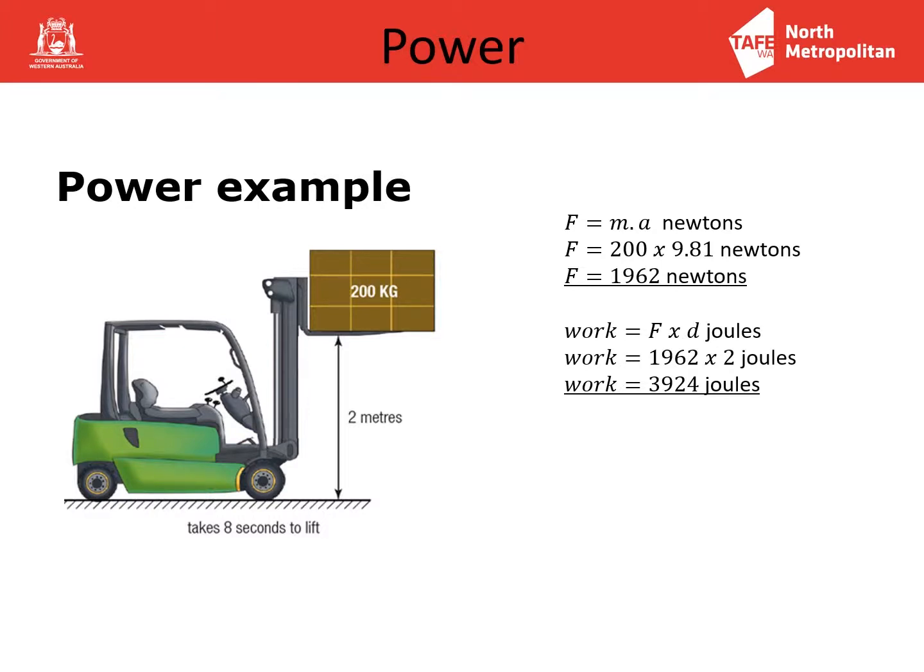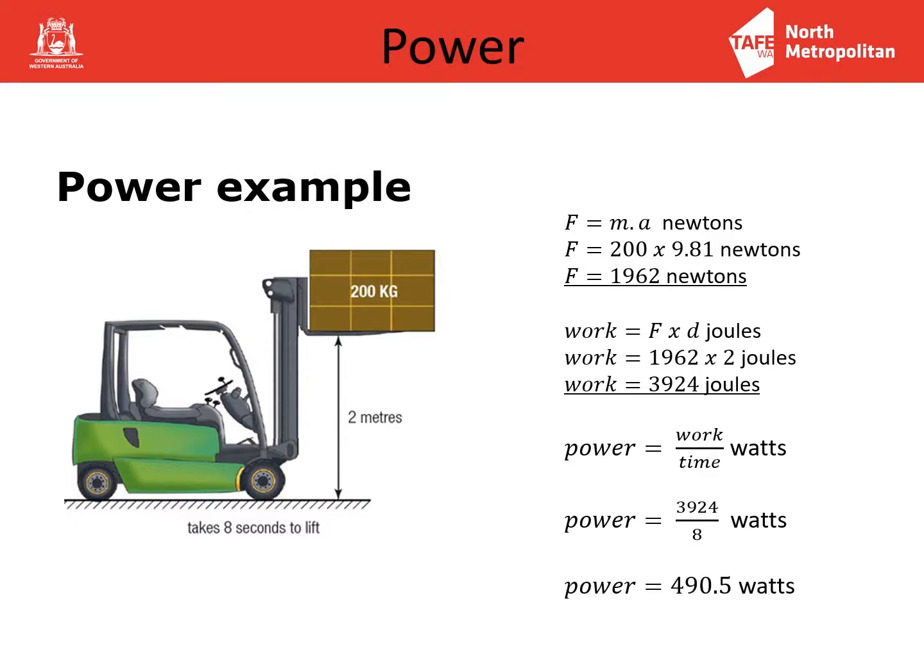In the case of the green forklift, the work is the same because we have the same mass and distance. The result for the power is different because it takes 8 seconds to lift the load. Power equals 3,924 joules divided by 8 seconds, and the result is 490.5 watts.